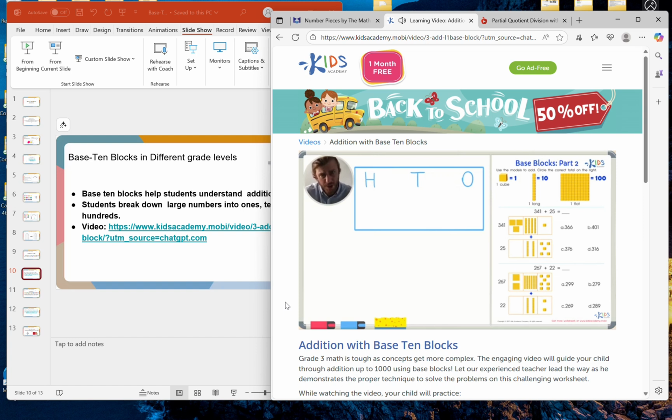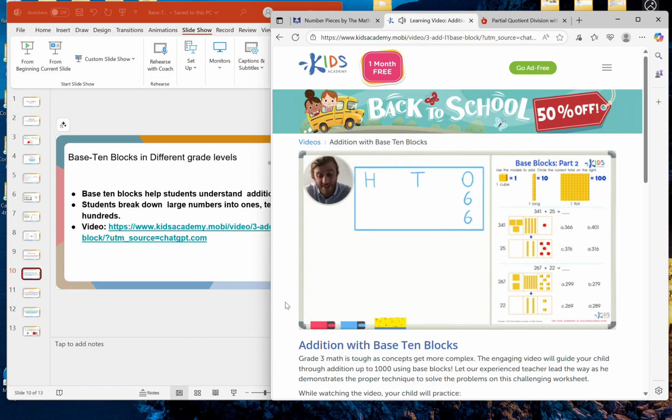Now I remember how many ones there are, but let's just count them again to make sure. 1, 2, 3, 4, 5, and 6. There are 6 ones. And I remember 1 cube is equal to just 1. So 6 ones equal to 6.